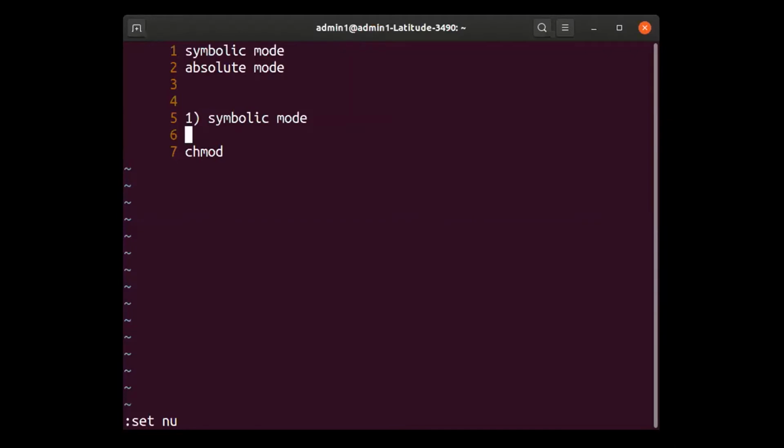Now look at the syntax of symbolic mode. So you have the command chmod, next you have who, then you have opcode mode, and then you have file. So this is the syntax, right? chmod followed by who, followed by opcode mode, and then the file name, right? Now don't get confused with this who. This is a parameter for the chmod command, which is not a command by itself, right?